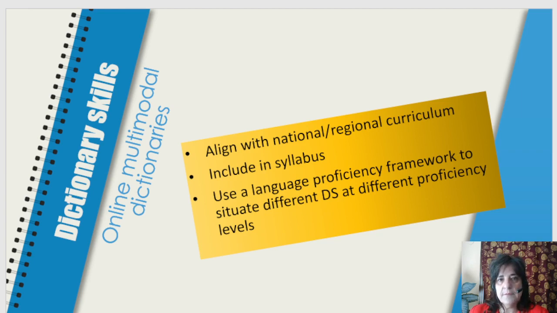need to be aligned with a national or regional curriculum. If they are included there, they can be included in the syllabus in a proper manner, and it is also important, in order to include dictionary skills in the syllabus, to use a specific language proficiency framework to situate the different dictionary skills at different proficiency levels. It doesn't matter which language framework we are using, but we need to use some language proficiency framework, so that we can relate dictionary skills to that framework.